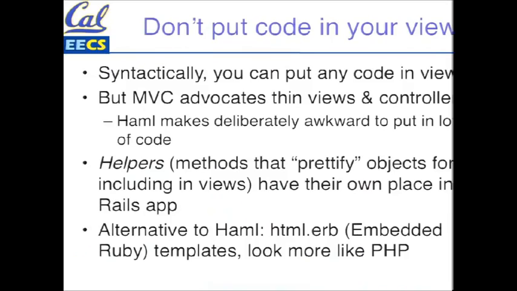Syntactically, nothing's going to stop you from doing it, but HAML makes it awkward because MVC advocates having thin views and controllers. All the stuff that really matters should be in the model. What about, if you need to make an object look nice, instead of having the built-in format for a date, you want to display it in some friendly format? Not a problem. Rails gives you a place to put helper methods whose sole job is to prettify things so that they'll look nice when the user sees them. But don't put code in your views.